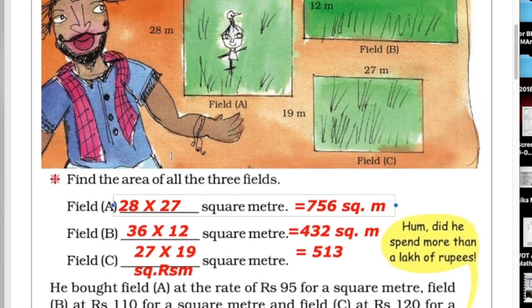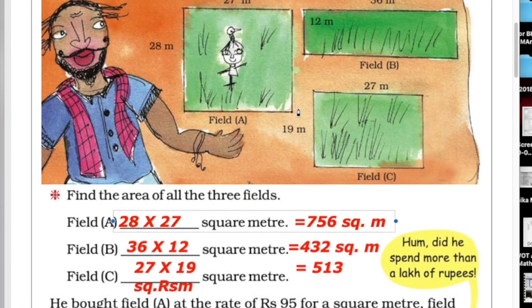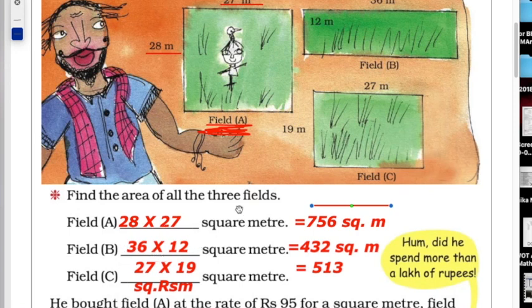So field A, what is the area of field A? As you all know, in class 4 you have done that the area of a rectangle is length into breadth. So you can find the area by multiplying length by breadth. This is your field A, and the length of field A is 28 meter and the breadth is 27 meter. If you multiply length and breadth, you will get the area, 756 square meter.